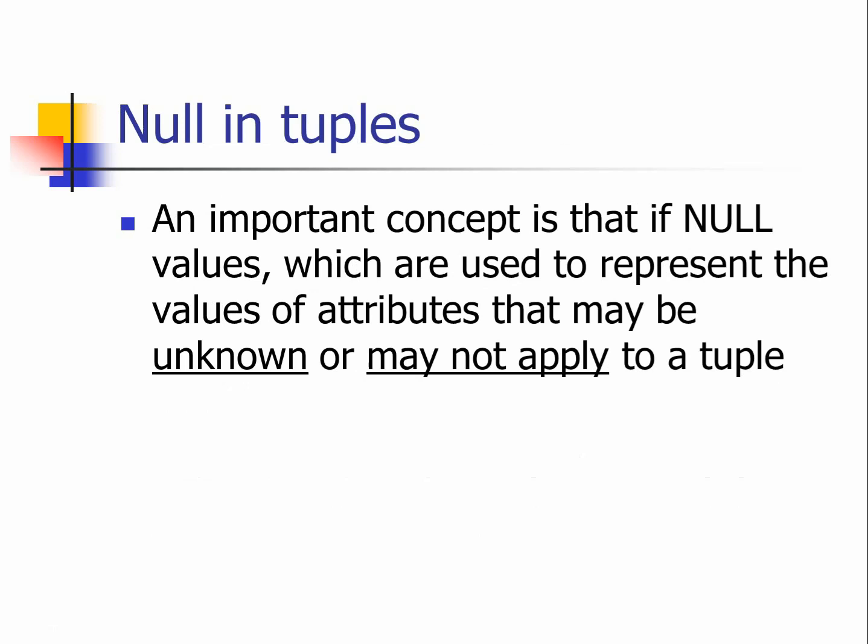Null value is in the same concept of the ER diagram. An important concept is that null value is used to represent the value of attributes that may be unknown or not applicable. So, for example, an employee's college degree, if it's null value, maybe it's because he does not have one. Or maybe we just don't know what that employee's college degree is, since there's no star sign on top of it to require the value to be there. So there are two possibilities of a null value.